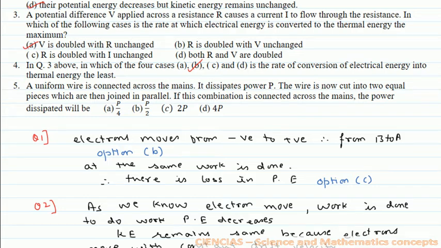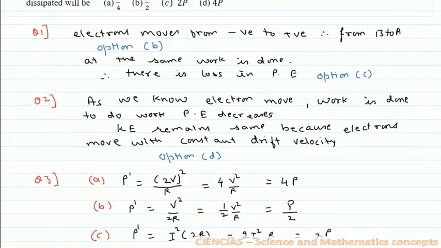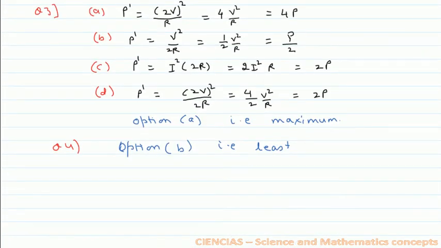Now for the fifth part of the question, a uniform wire is connected across the mains. It dissipates power P. The wire is now cut into two equal pieces which are then joined in parallel. If this combination is connected across the mains, the power dissipation will be option A P by 4, option B P by 2, option C 2 times P, and option D 4P. Now this is part 5.